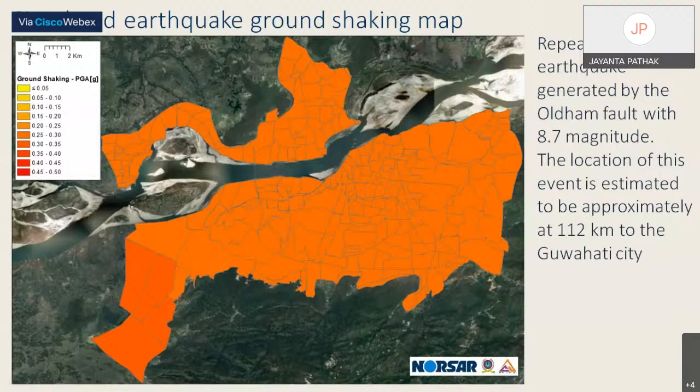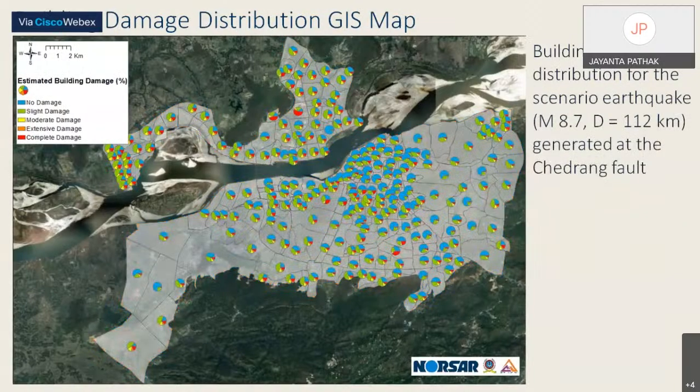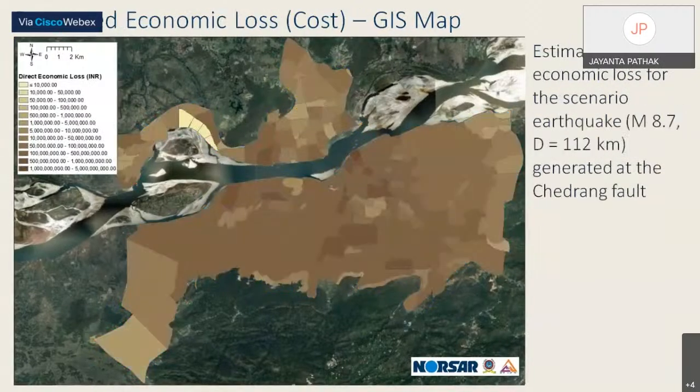There are sedimentary basins within the city. There are very stiff rock formations within the city that change the response of the ground to earthquakes in Guwahati. It's quite peculiar in Guwahati. So then we have the building damage distribution maps for Guwahati city. Then we have the estimated economic loss for Guwahati city over the entire geo units.